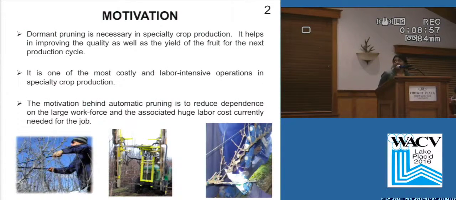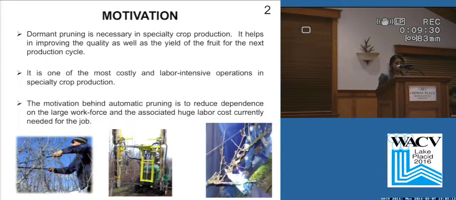So, first, I would like to start with some of the motivations behind my work. We are talking about dormant pruning applications here, so we should actually know what dormant pruning is. Dormant pruning basically refers to the removal of certain primary branches of trees during the winter season when the tree is dormant. This is very much needed for healthy growth and yield of the fruits for the next production cycle. It is considered one of the most costly and labor intensive processes because it needs a huge labor and the cost associated is also very high.